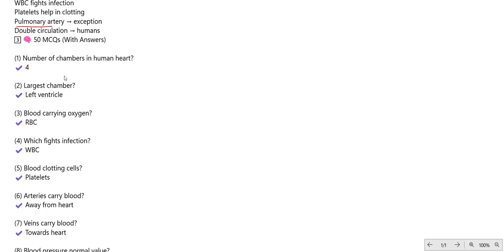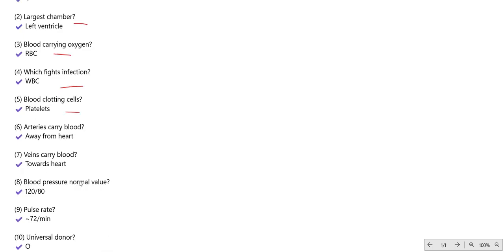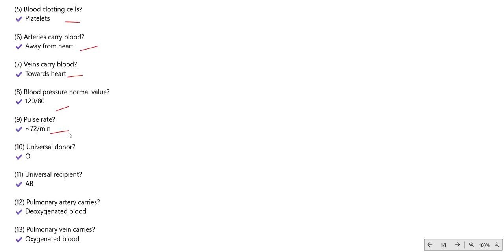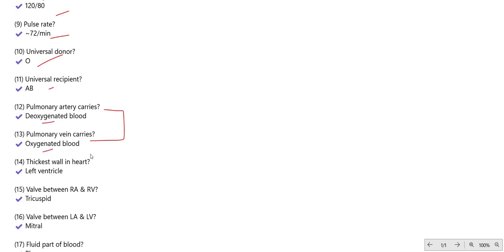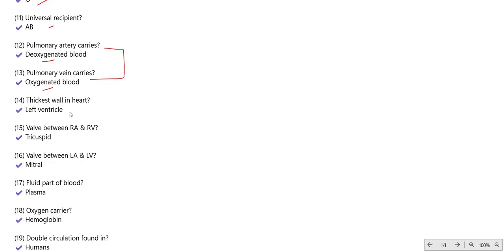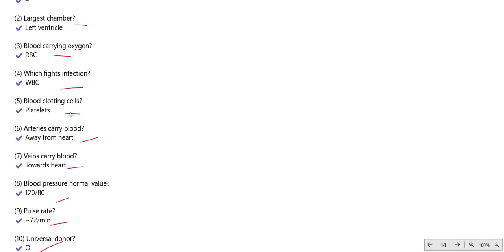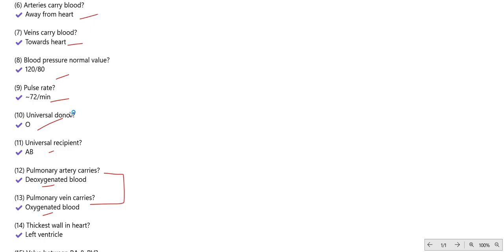Number of chambers, 4. Largest chamber, left ventricle. Blood carrying oxygen, RBC, which fights the infection, WBC. Blood clotting cells, platelets. Artery carries the blood away from heart, veins towards the heart. Blood pressure normal value 120/80. Pulse rate 72 per minute. Universal donor O negative. Universal recipient AB positive. Pulmonary artery carries the deoxygenated blood and pulmonary vein carries the oxygenated blood, and these are the exceptions. Thickest wall in heart, left ventricle, and the largest chamber, left ventricle.